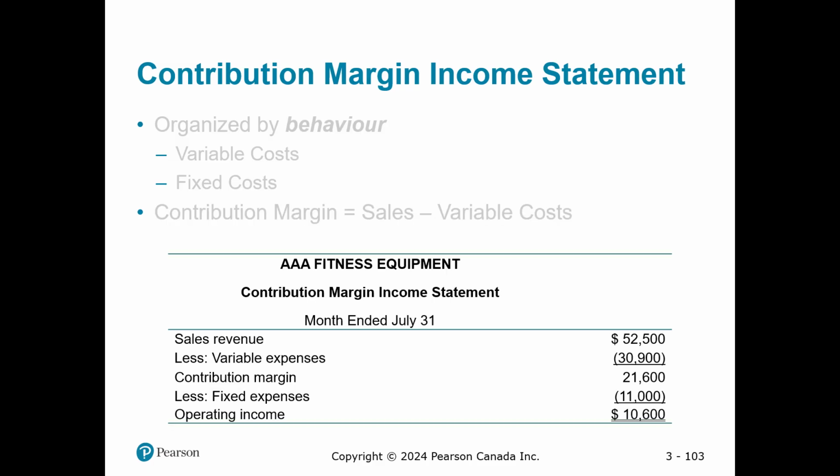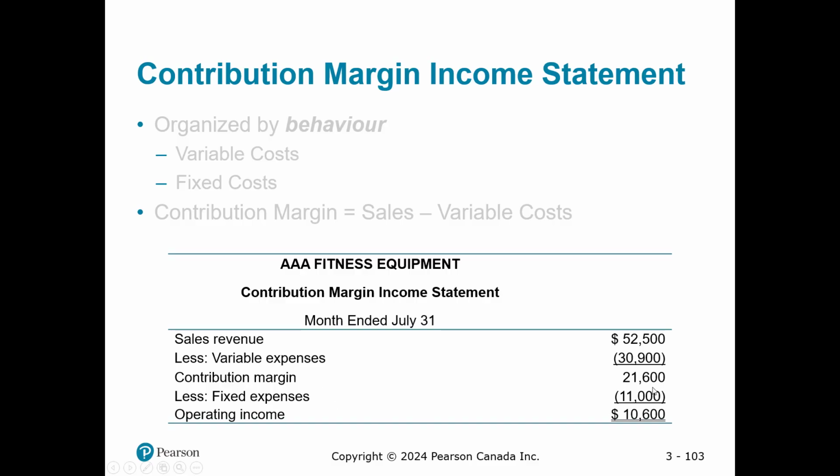So our contribution margin income statement starts with sales revenue, same as it did before, but we deduct the variable expenses. And that means the variable expenses that are both product expenses and period expenses. Everything that is variable gets dumped into this one category. And then we have the contribution margin, which tells us how much profit, $21,600, will contribute to the coverage of the fixed costs, which are $11,000, and contribute to our profit.